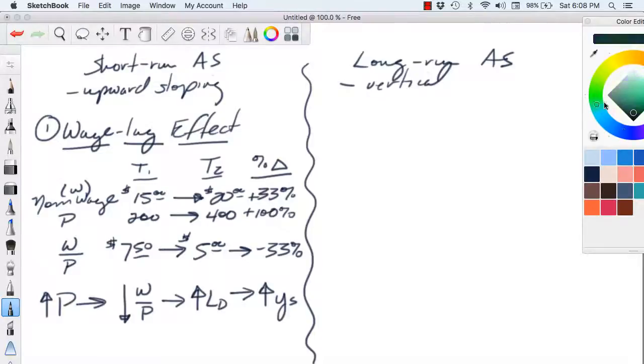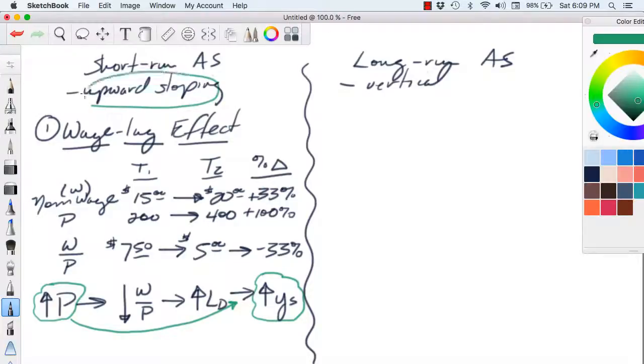We can see that the price level actually went up. The price level went up, and that ultimately, through this transmission mechanism here, caused real GDP supplied to increase. And again, that leads to our upward sloping aggregate supply curve. That's called the wage lag effect.